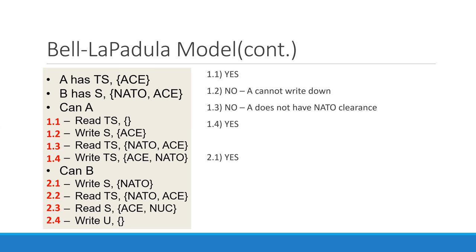So yes, we'll be able to. They're both secret, and the file's classification category is a subset of B's classification categories. And then B will not be able to read a top secret document because B cannot read up. This would be trying to read something that you're not cleared for.